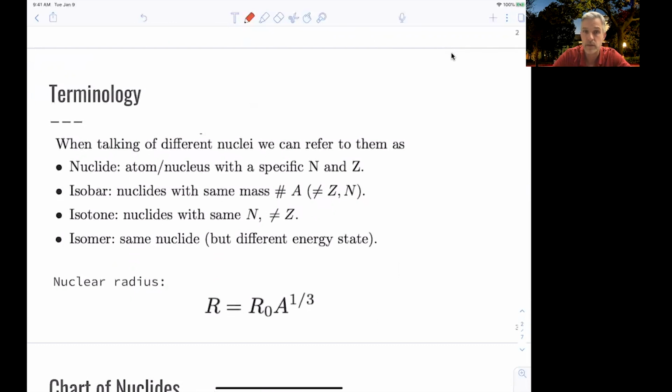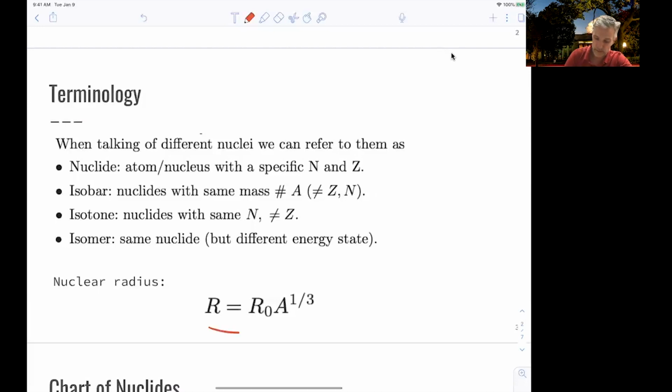Isobars are nuclides with the same mass, the same sum of protons and neutrons, but with varying individual numbers of protons and neutrons. An isotone is a nuclide with the same number of neutrons, but with a varying number of protons, and an isomer is the same nuclide but in different eigenstates, which means different energy states. So we can excite nuclei as they are compound particles.